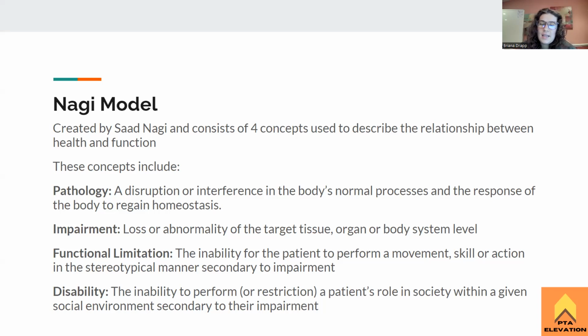And then disability is the inability to perform, or a restriction in ability to perform, a patient's role in society within a given social environment secondary to their impairment. So maybe our person who's had a stroke cannot work their job anymore because they can't sort things overhead on the shelf in the warehouse, wherever they are. That would be their disability, their inability to perform their role in society.